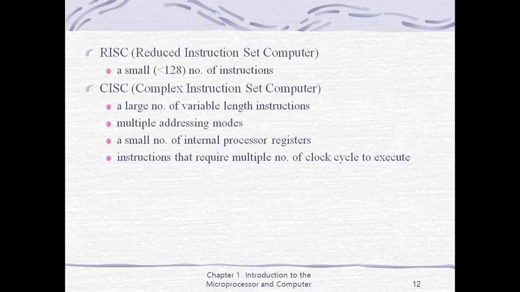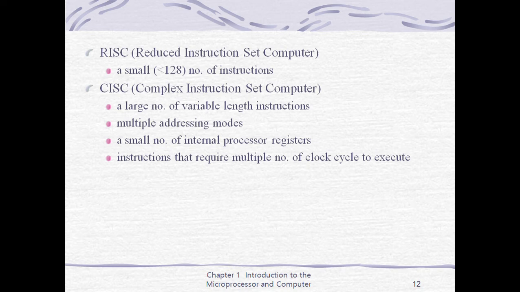Let me introduce some concepts. RISC computers are reduced instruction set computers. In RISC, there is a small number of instructions, which is normally less than 128 instructions. 128 is a very small figure. So if a computer has less than or equal to 128 instructions, then it is considered to be in the reduced instruction set computer category.